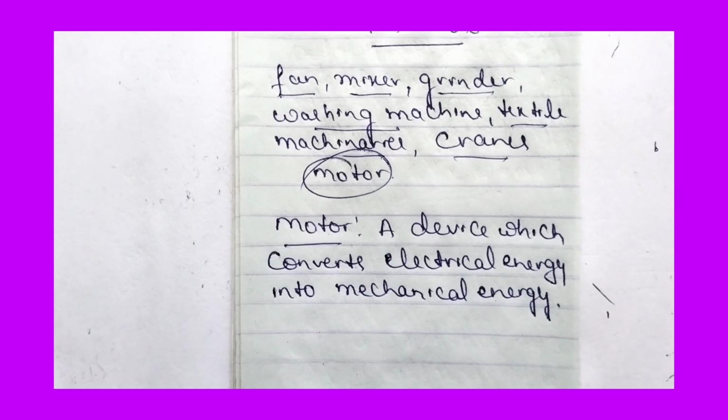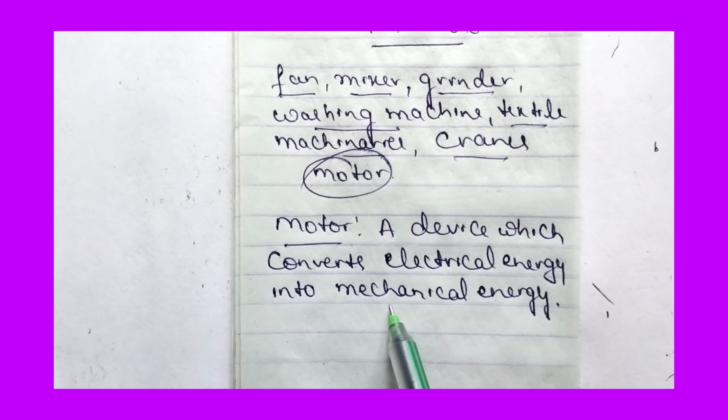We are providing electrical energy. That electrical energy will be converted into mechanical energy. For example, for a fan we are providing electricity. When we provide electricity, the fan starts to rotate. That is, energy possessed by a body in motion is kinetic energy.